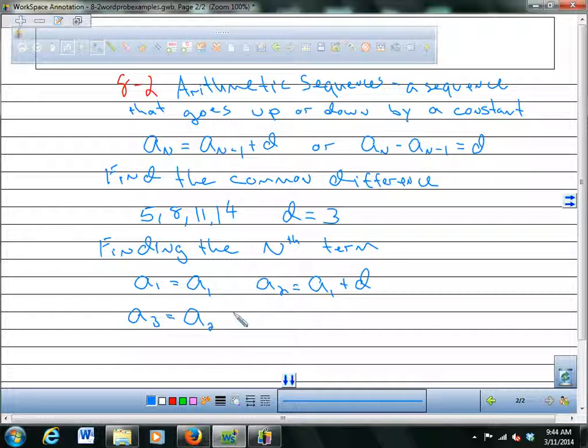A sub 3 is a sub 2 plus the common difference, which can be rewritten since a sub 2 is equal to a sub 1 plus d. I could write a sub 3 as a sub 1 plus d plus d. You guys understand what I did? I substituted this into here. Do you have to know how to derive this? No, but I'm just trying to show you where it comes from.